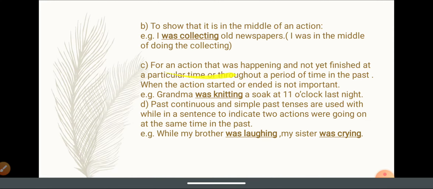Next comes for an action that was happening and not yet finished at a particular time or throughout a period of time in the past. When the action started or ended is not important. So the beginning of the action is not mentioned, the ending of the action is not mentioned. Only the continuity of an action is mentioned at a certain period of time in the past.